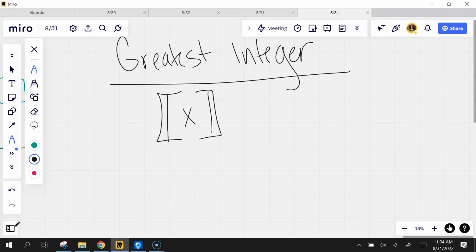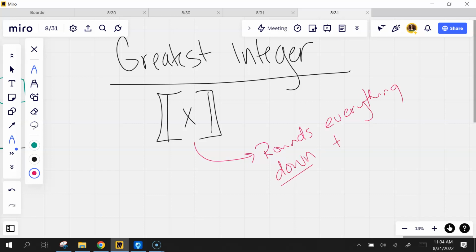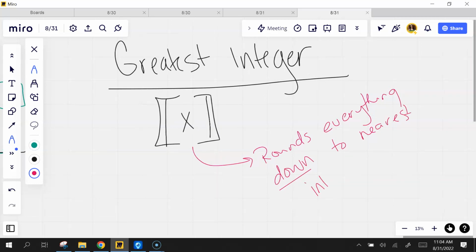All right, so greatest integer is a parent function, and here's what it does. This is just an operation that you do to a value. Does anybody know what it does? Not absolute value, this is greatest integer. It rounds everything down to the nearest integer. What does it mean to be an integer? That's right, no decimals, no fractions, everything.